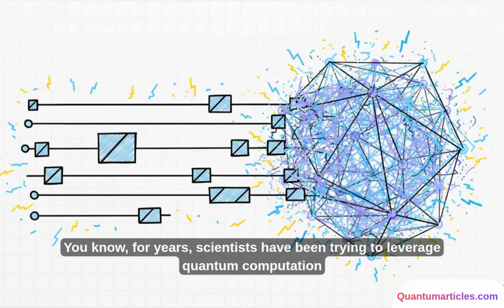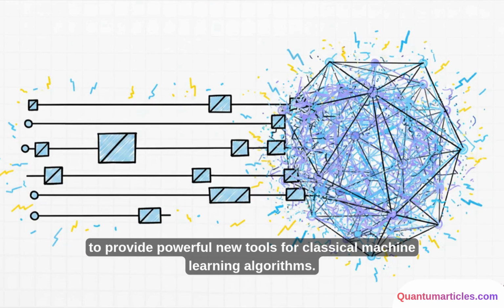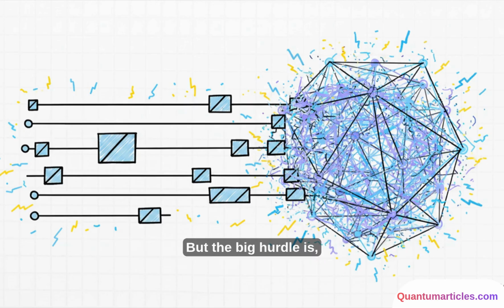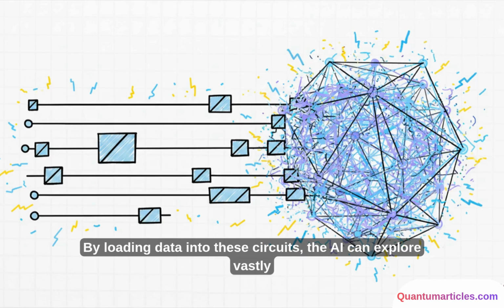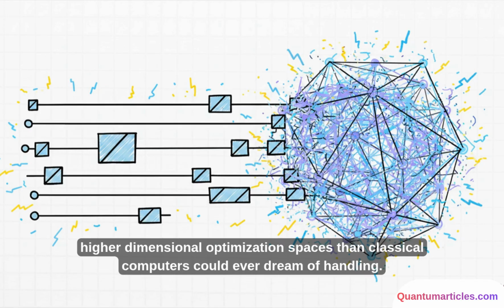For years, scientists have been trying to leverage quantum computation to provide powerful new tools for classical machine learning algorithms. But the big hurdle is, how do you actually feed data into a quantum state? Well, the answer lies in parameterized quantum circuits. By loading data into these circuits, the AI can explore vastly higher dimensional optimization spaces than classical computers could ever dream of handling.